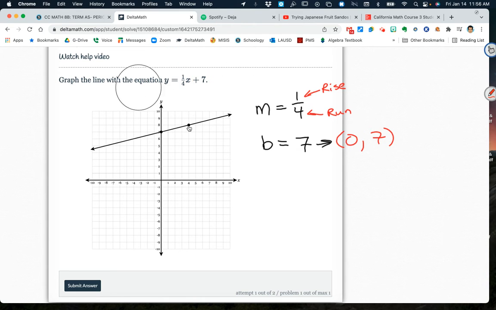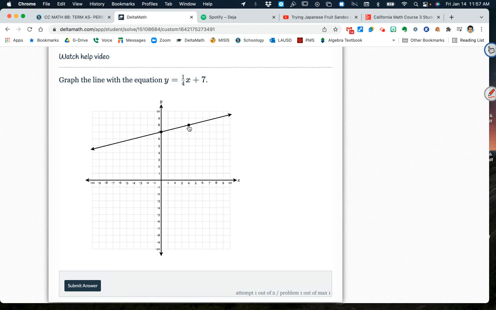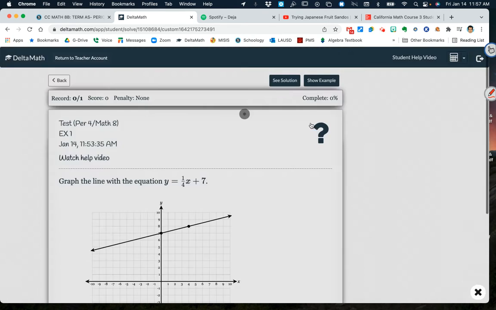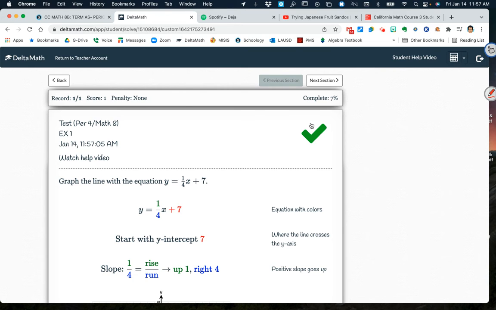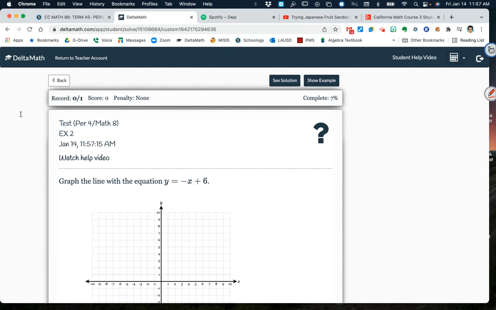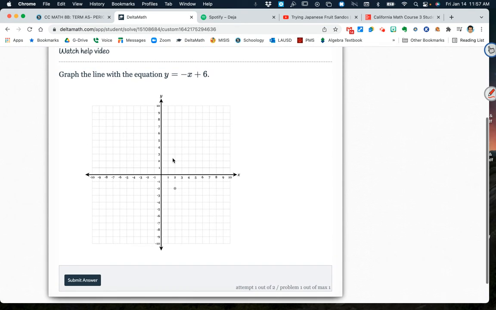Okay? So go ahead and submit that. Let's see if we got it right. Let's all do that now. Got it. Okay. So we got 4 more to do. We're going to move on to example 2. I tried to pick out the ones that get a little confusing so we can all do them together.